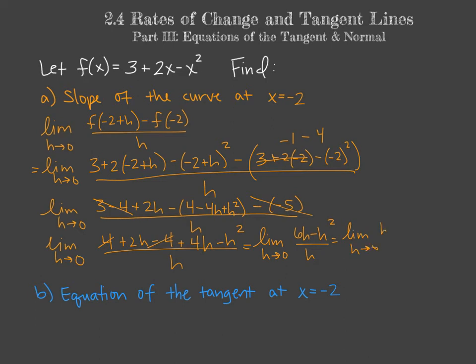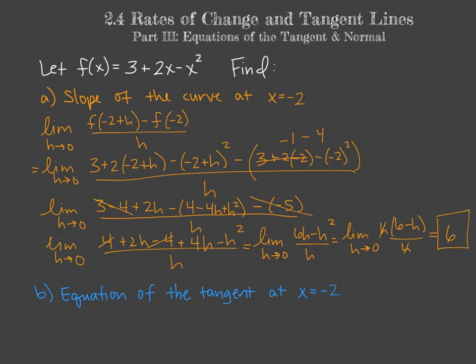so we need to factor out an h. So we're left with 6 minus h all over h. The h's cancel. Then we can plug in 0 for h. We can use direct substitution, and we'll get 6. So the slope of the tangent line at x equals -2 is 6.